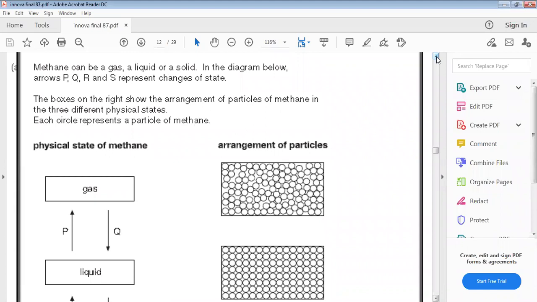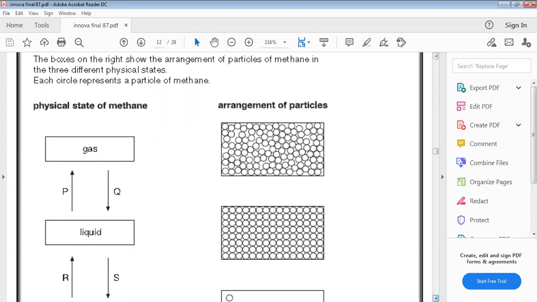In the diagram below, arrows P, Q, R, and S represent changes of state. The boxes on the right show the arrangement of particles of methane in the three different physical states. Each circle represents a particle of methane.